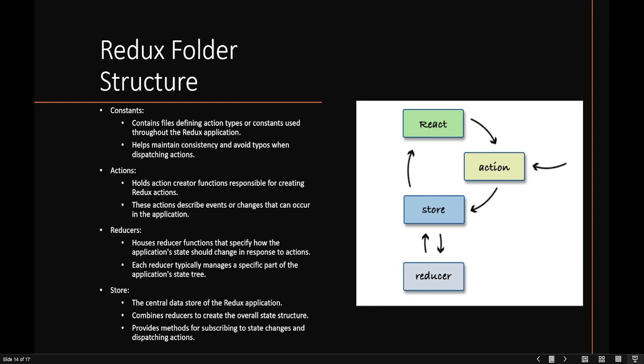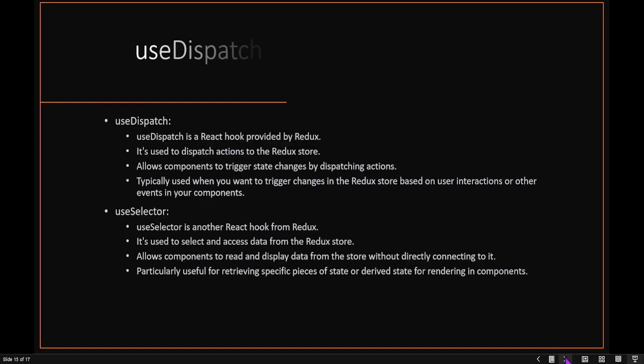Changes and dispatching actions. useDispatch and useSelector. useDispatch is a React hook provided by Redux. It is used to dispatch actions to the Redux store, and allows components to trigger state changes by dispatching actions. Typically, it is used when you want to trigger changes in a Redux store based on user interactions.